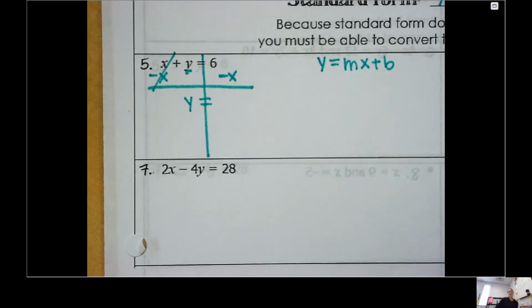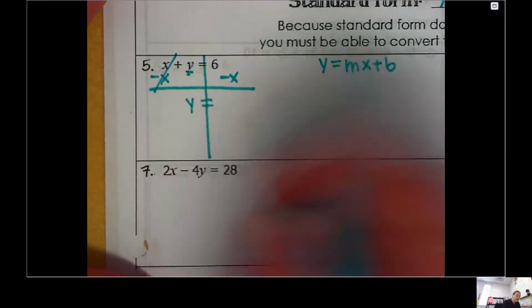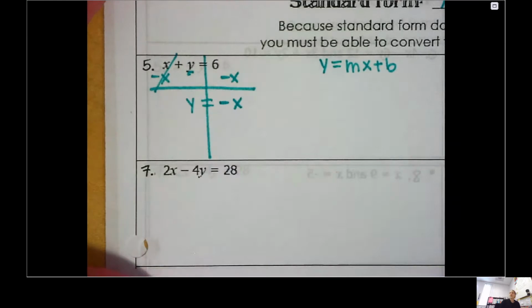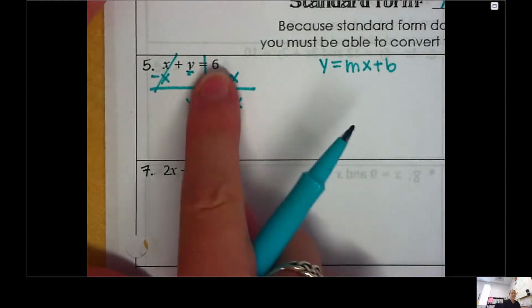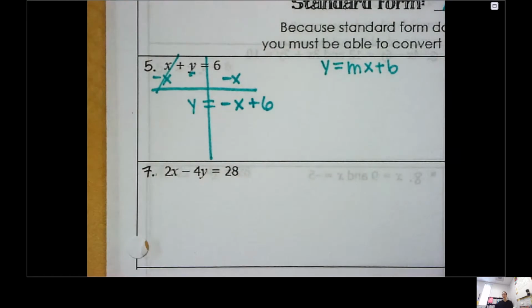However, I'm going to put the x first because the form has the x value first. So my x value is negative x. And then my 6 is a positive 6, so I put plus 6. Ta-da, there's your new equation.